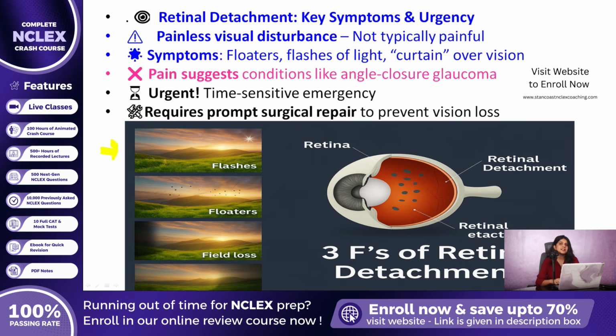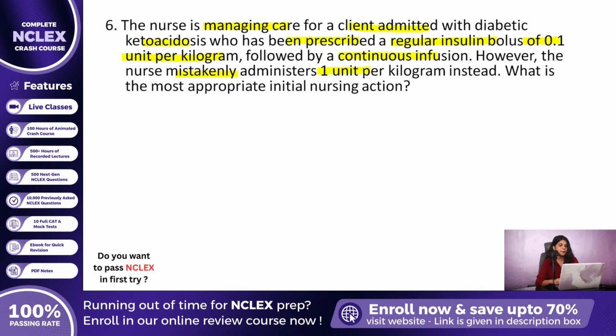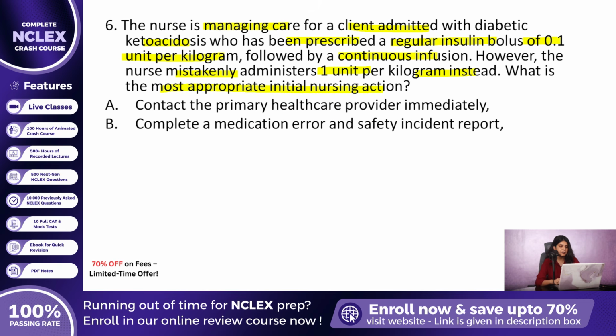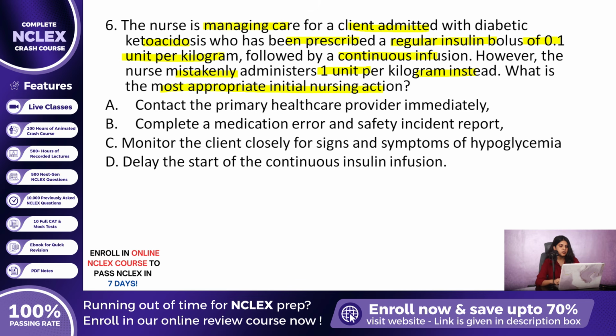Let us now shift into a critical scenario 6 involving medication safety and emergency nursing response. The nurse is managing care for a client admitted with diabetic ketoacidosis who has been prescribed a regular insulin bolus of 0.1 unit per kilogram, followed by a continuous infusion. However, the nurse mistakenly administers 1 unit per kilogram instead. What is the most appropriate initial nursing action? The options are A, contact the primary healthcare provider immediately, B, complete a medication error and safety incident report, C, monitor the client closely for signs and symptoms of hypoglycemia, or D, delay the start of the continuous insulin infusion.